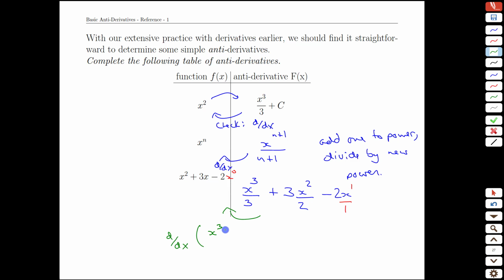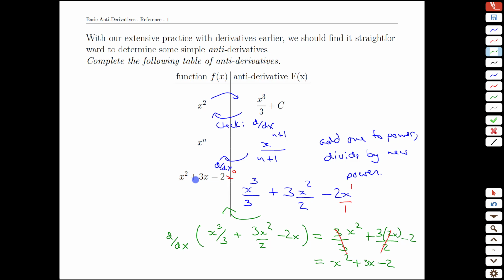If we differentiate x cubed over 3 and 3x squared over 2 and negative 2x, what do we get? We get 3x squared over 3 plus 3 times 2x over 2 minus 2. The 3's cancel, the 2's cancel, and we get back to x squared plus 3x minus 2. That was the expression we were starting with. So this is an antiderivative of this. Takes a little bit of negotiation, a little bit of practice.